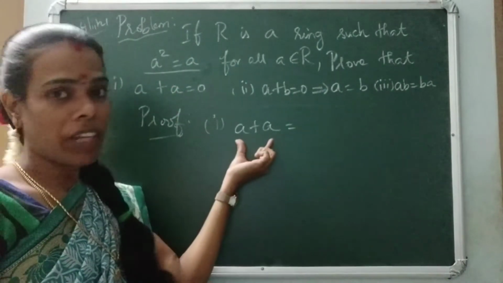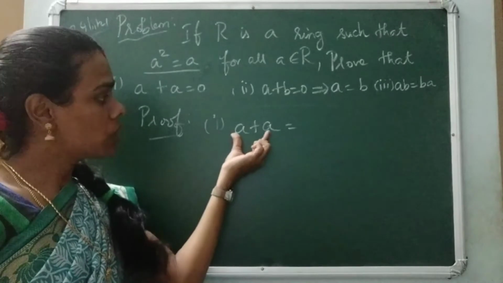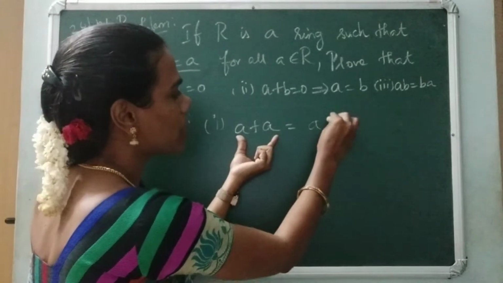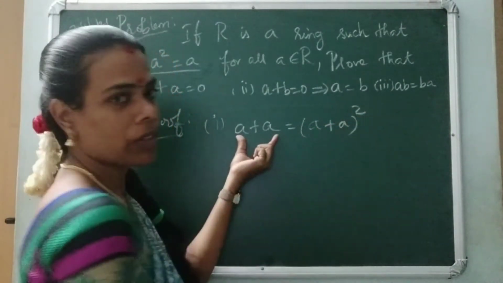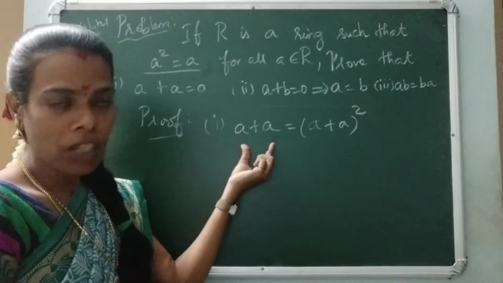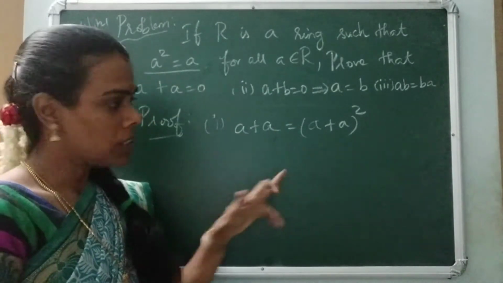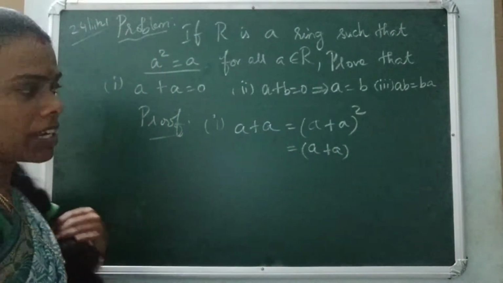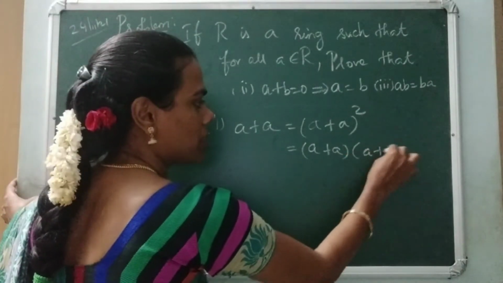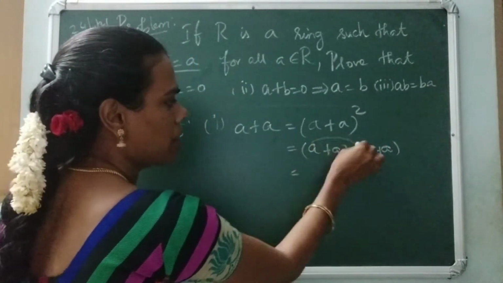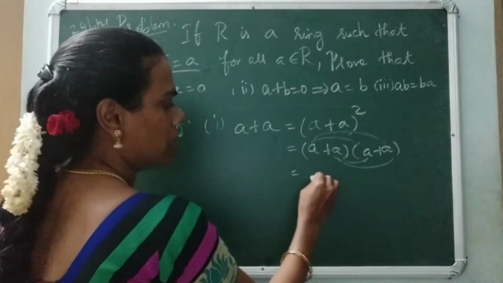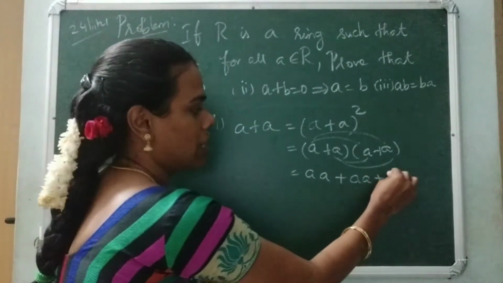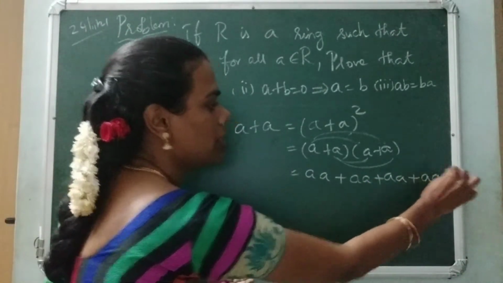Okay. So here I have taken one element, so here I can take an a. So you can write a square. So how can I write a plus a square? Okay. Because this a belongs to R. So R satisfies this condition. Clear? So a plus a whole square can be written as a plus a into a plus a. Right? Then multiply inside: a into a plus a into a plus a into a plus a into a.